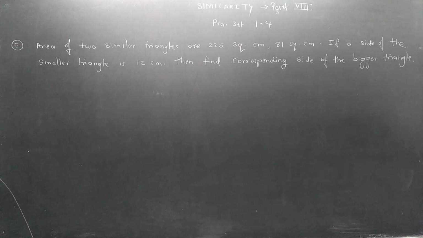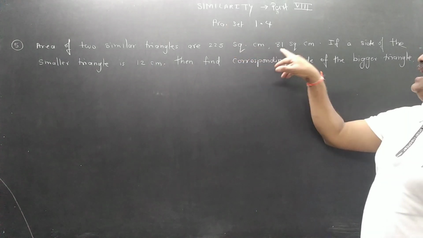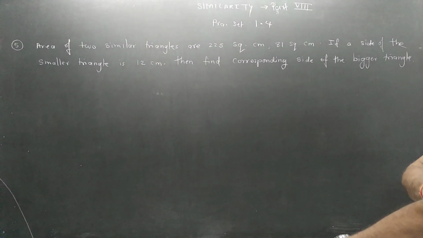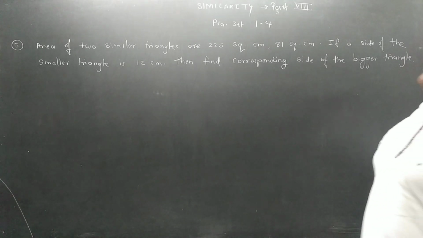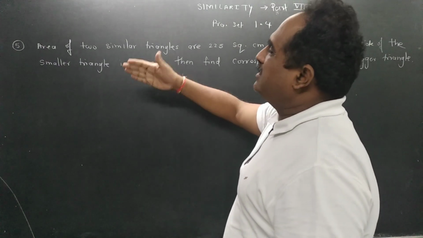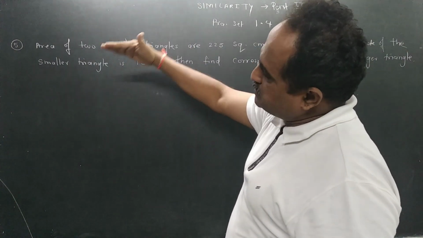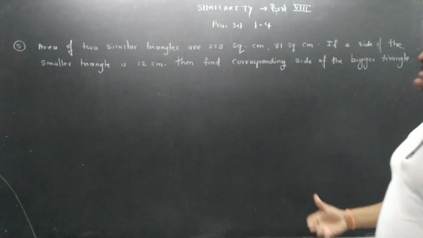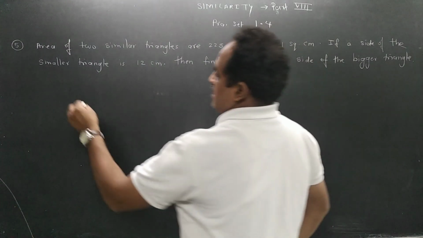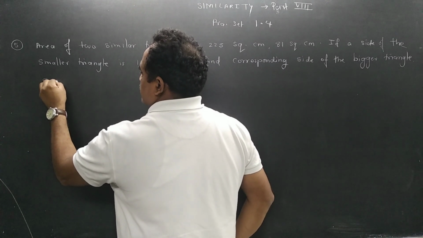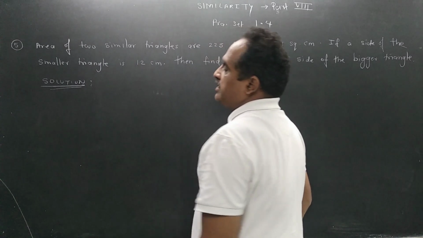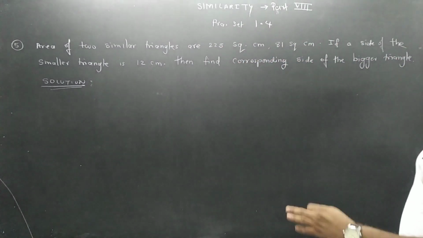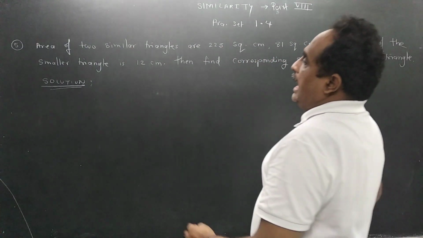Now see the fifth question. Areas of two similar triangles are 225 and 81 square centimeter. If a side of the smaller triangle is 12, they have given that these are similar triangles. It will be given like this, so you start with this. We are going to start with the solution directly in the examination. Directly start the solution. Don't write given and all those things.